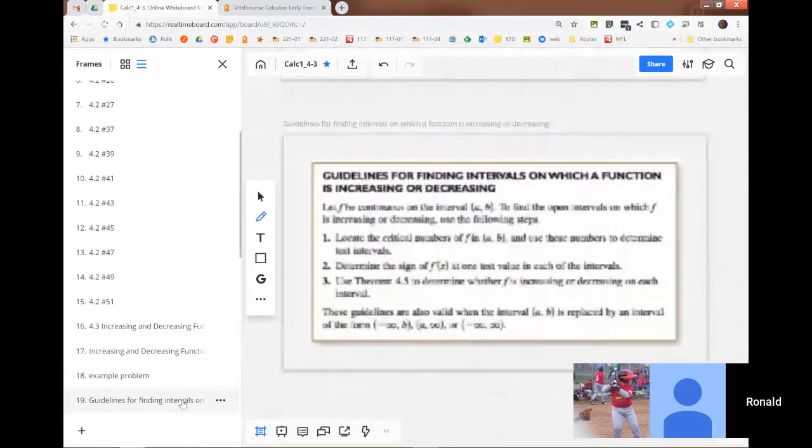So these are the guidelines. I've pretty much outlined them already, but if your function is continuous on the interval from a to b, and if it's differentiable, same old things. Number one, locate the critical numbers, and use those as fence posts for the separate parts of the graph you're going to use. Number two, determine the sign of the derivative at a test value in each of the intervals. If it's positive, it's increasing. If it's negative, it's decreasing.